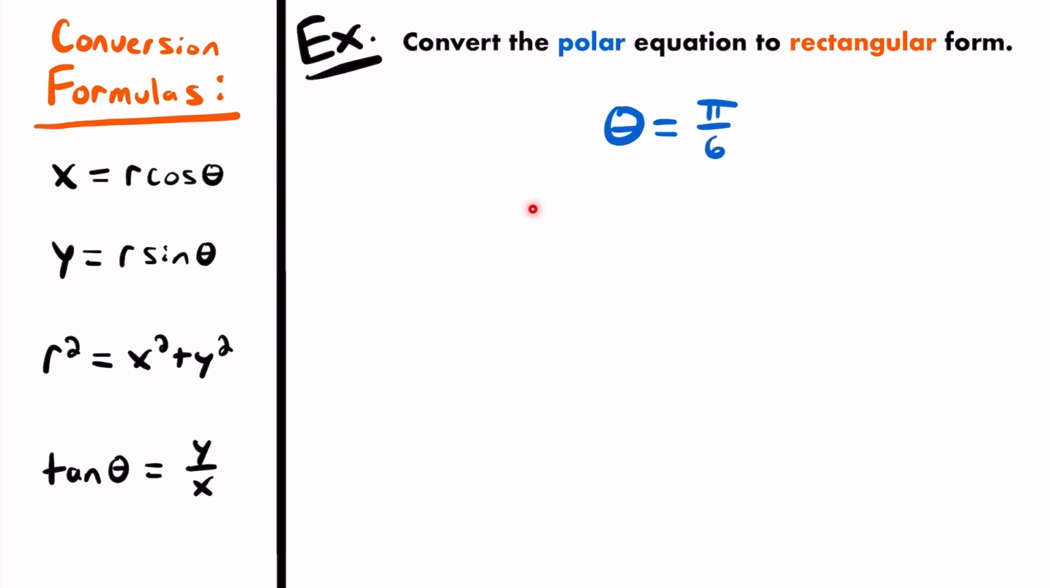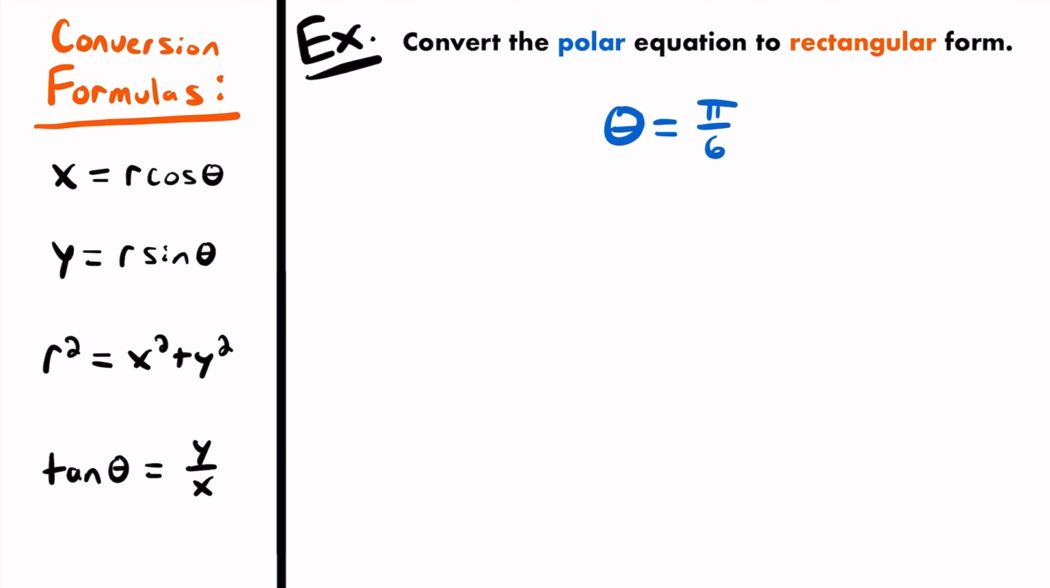All right, so here's our next example. We once again want to convert the polar equation to rectangular form. We have theta equals pi divided by 6 this time. When you have a polar equation that only involves theta, you want to use this conversion formula right here: tangent theta equals y divided by x. Because this formula only involves theta and not r, it makes sense to use this for a polar equation that doesn't have r in it either.